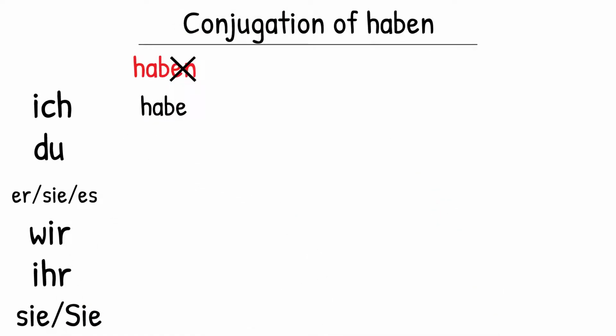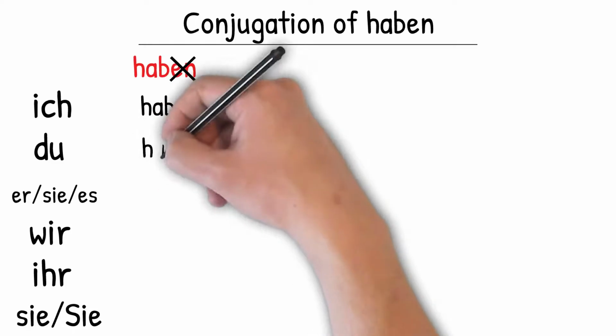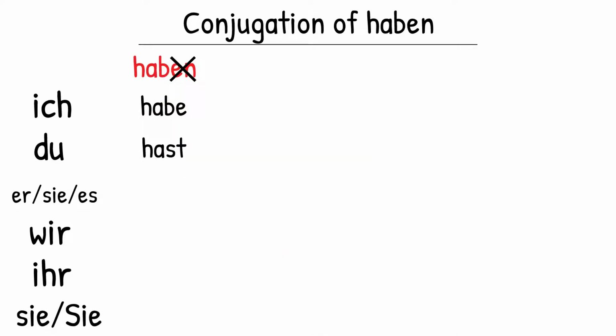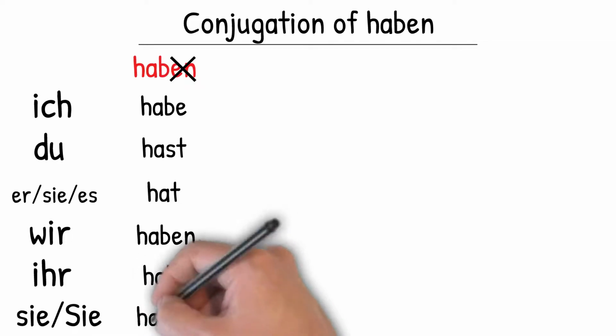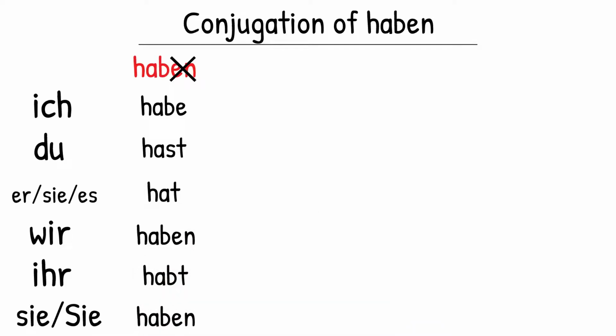Ich habe, I have. Du hast, you have. Er/sie/es hat, he, she, it has. Wir haben, we have. Ihr habt, you plural have. Sie haben, they have, or you formal have. Notice that the only time that the English changes is in the he, she, it form, when it changes to has. Every other time it's have, but in German we need to learn all 6 endings.